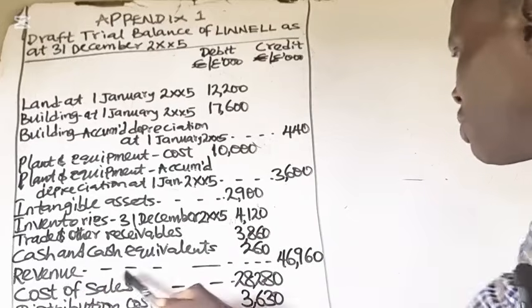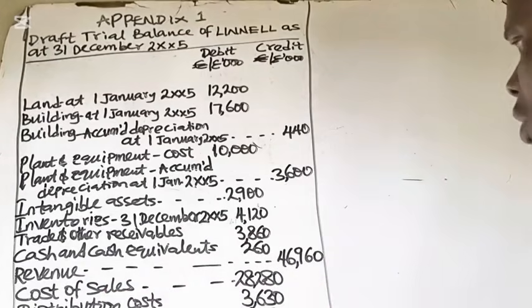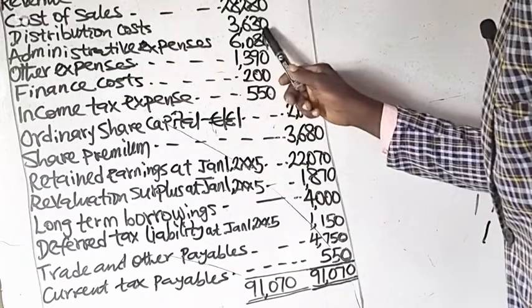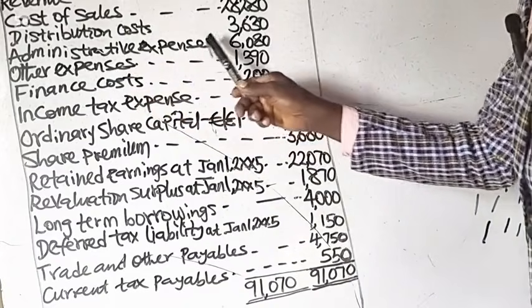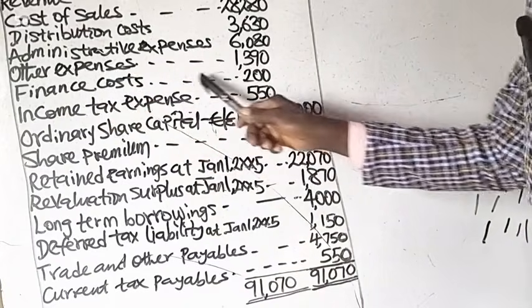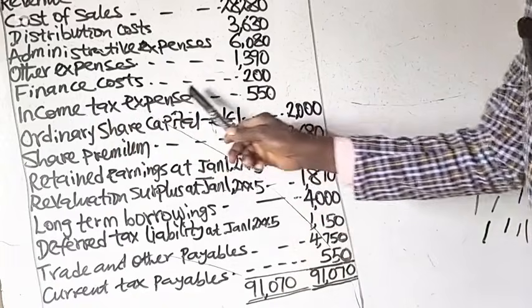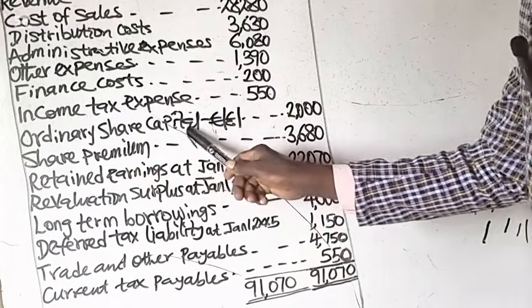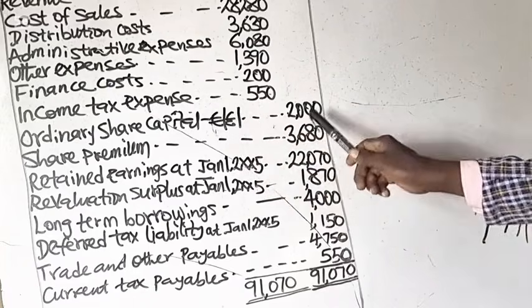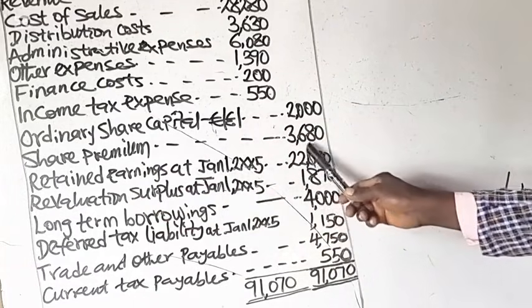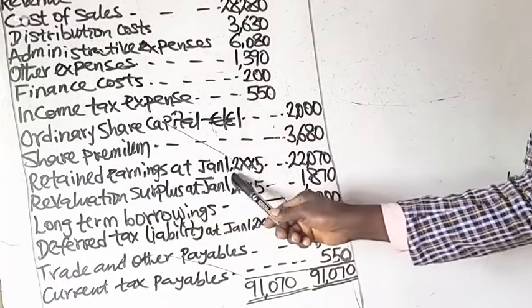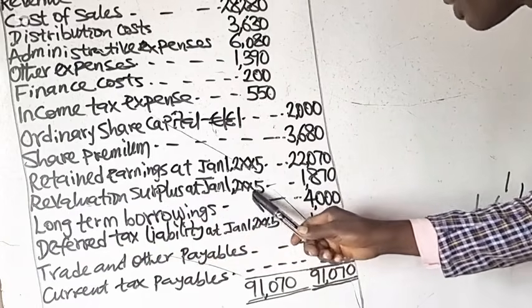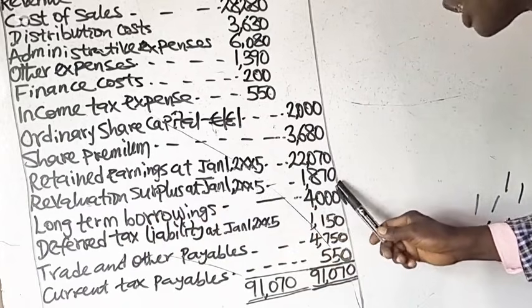Then we have revenue, 46,960,000. Cost of sales, 28,280,000. Distribution cost, 3,630,000. Administrative expenses, 6,080,000. Other expenses, 1,390,000. Finance cost, 200,000. Income tax expense, 550,000. Ordinary share capital, €1, 2 million. Share premium, 3,680,000. Retained earnings at 1st of January 2005, 22,017,000. Revaluation surplus at 1st of January 2005, 1,870,000.